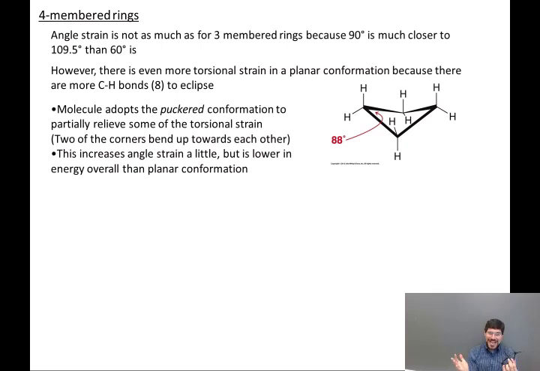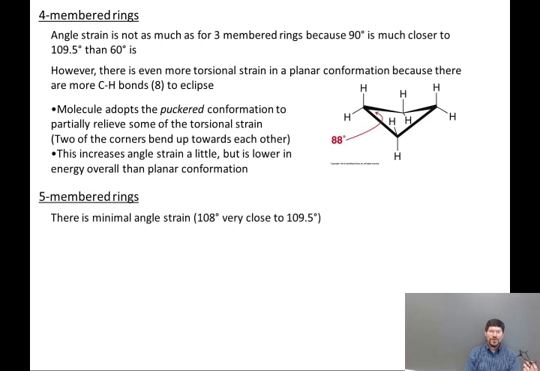We pay a slight energetic price in terms of angle strain. This causes the angles to compress to 88 degrees instead of 90 degrees. But that's still lower in energy overall than the planar conformation because of the reduction of some of the torsional strain. Okay, what about five-membered rings?